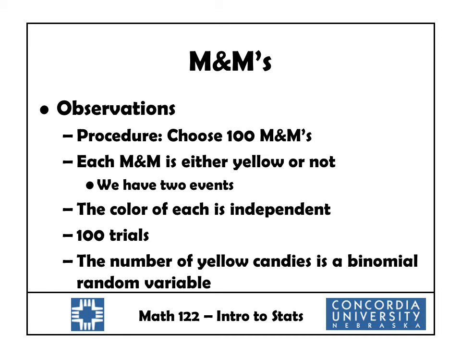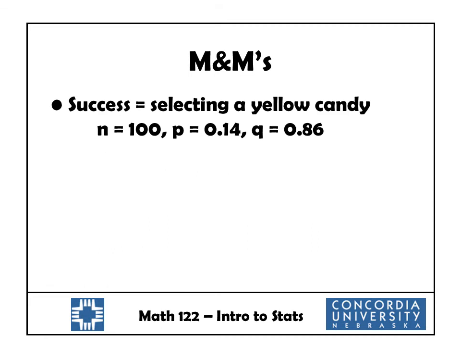So we can use the binomial distribution, the binomial PDF, and the formulas for the binomial parameters to calculate things like probabilities and means and standard deviations. So we're working with a scenario here that's described by a binomial distribution. If we consider a success selecting a yellow candy, because that's what we're interested in, n is 100, p is 0.14 because we claim that 14% are yellow, and then q is 1 minus 0.14, which is 0.86.